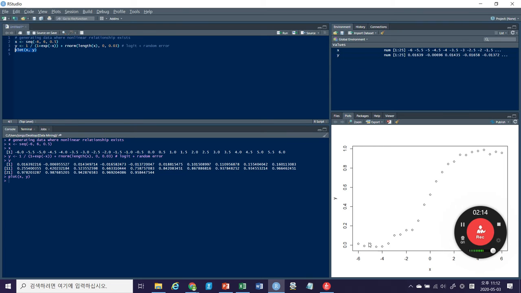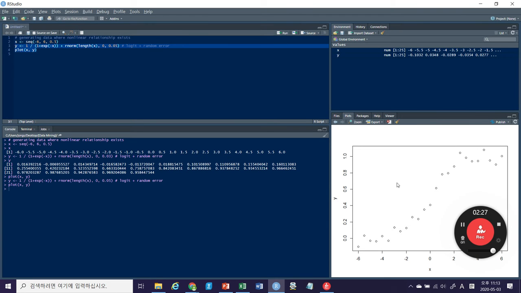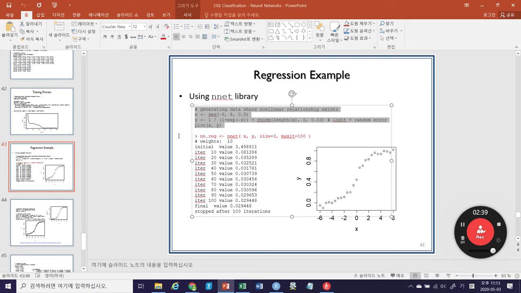If you want to add more perturbation here, then you can increase this standard deviation to 0.5. Then there is more error, right? Okay, can you see the difference? Okay, so based on this data set, only one x column and only one y column, and this is a regression problem, we can train a neural network based on this training set.